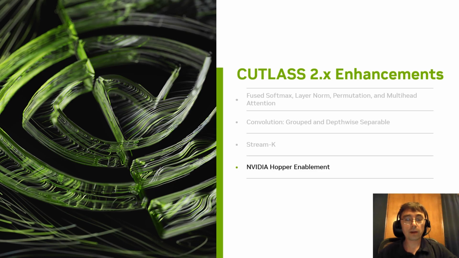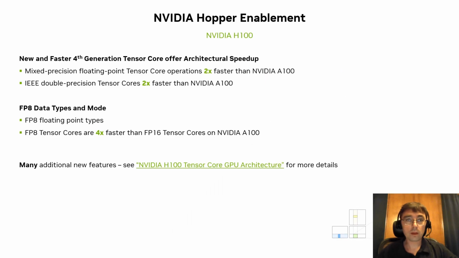Next, we'll describe how CUTLASS 2.11 enables new features in the NVIDIA Hopper GPU architecture. NVIDIA Hopper is NVIDIA's next major GPU architecture. Hopper delivers a 2x architectural speedup over the NVIDIA Ampere architecture. Mixed precision floating point matrix computations are accelerated by a factor of 2, clock per SM. NVIDIA Hopper also implements 2 additional floating point types, 8-bit floating point.